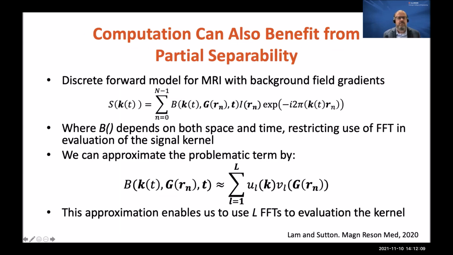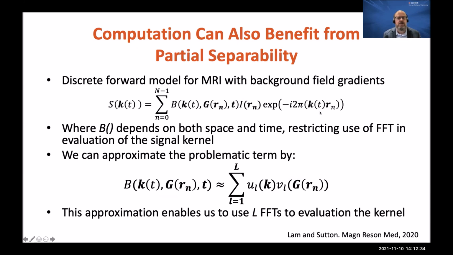The computation can also benefit from partial separability. I just want to point out this idea of representing complex functions with a partially separable model holds in computation too. So we have a discrete forward model for MRI with background field gradients. Here's our image. Here's our Fourier kernel. But we end up with this term that depends on k-space and the image, which makes us not able to use the fast Fourier transform.